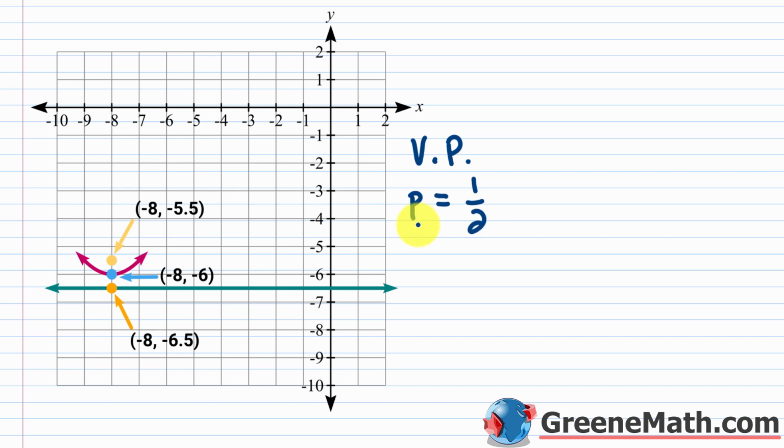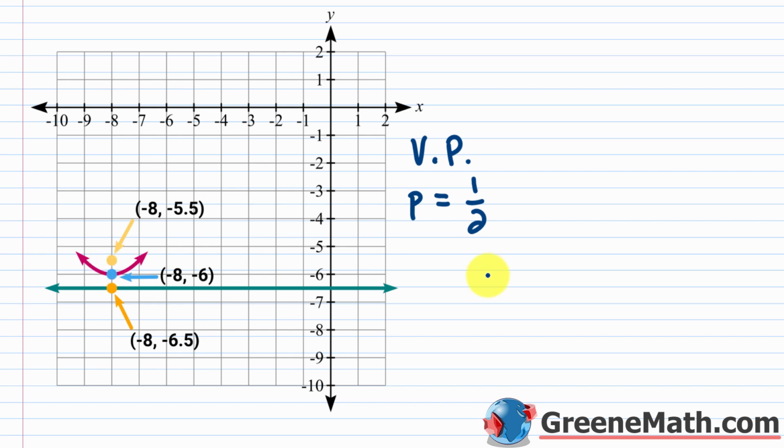So remember in the lesson we said that p can be thought of as a directed distance from the vertex to the focus. So in our situation, because we have a vertical parabola, if the p value is positive, that tells me that the parabola is going to open up, because from the vertex to the focus, remember the focus is on the inside of the parabola, I'm traveling 1/2 of a unit up. Then if I had a negative p value, well, for a vertical parabola, I'm going to open down, because from the vertex to the focus, I'm traveling down. The focus is on the inside of the parabola.